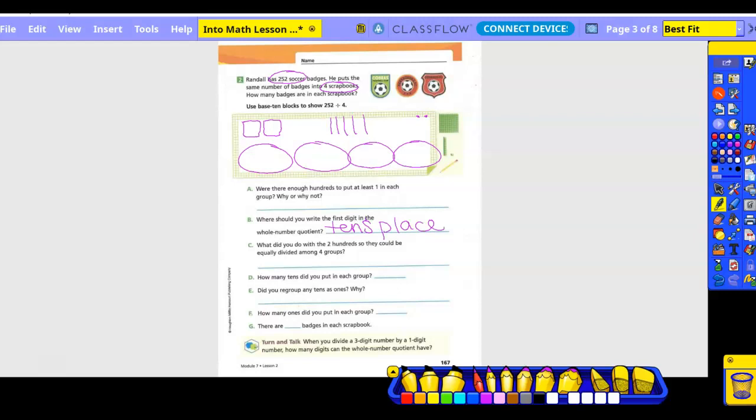What did you do with the 200 so that they could be equally divided among the 4 groups? What did we just say we're going to have to do? Break those apart, right? So I'm going to circle this. I'm going to draw an arrow to show that I'm regrouping. And then I'm going to do 1, 2, 3, 4, 5, 6, 7, 8, 9, 10, 11, 12, 13, 14, 15, 16, 17, 18, 19, 20, right? Because 200 blocks would get us 20 tens, correct? Yes. Okay.